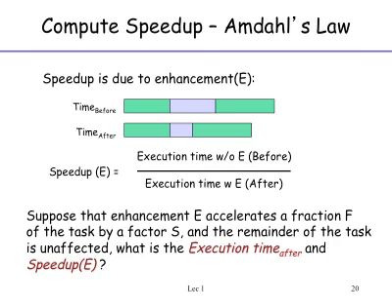Now we have a question to answer. Suppose that enhancement E accelerates a fraction f, which is a number, of the task by a factor s, and the remainder of the task is unaffected. What is the execution time after and the speed up?